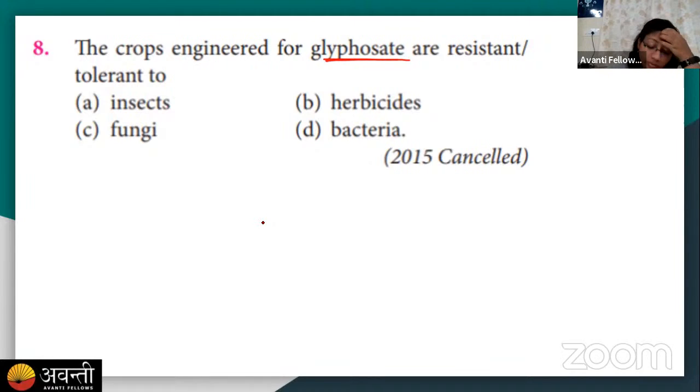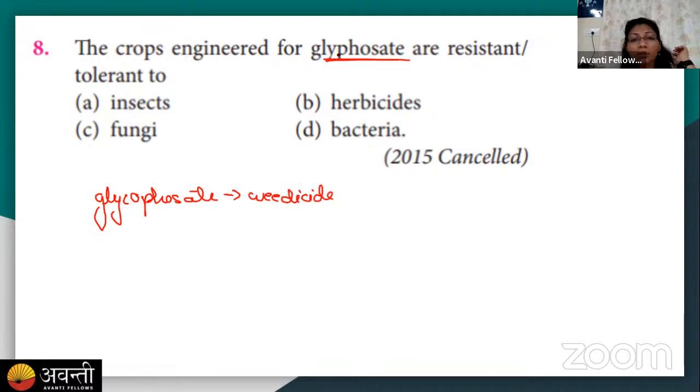Okay, so as none of you have given the answer, see, glyphosate is a chemical substance which is known as herbicide, which is used to kill the weeds. We can say it is also a weedicide. What happens in a plant? In plants, there is a pathway known as shikimic pathway, which is responsible for the production of auxin hormone.